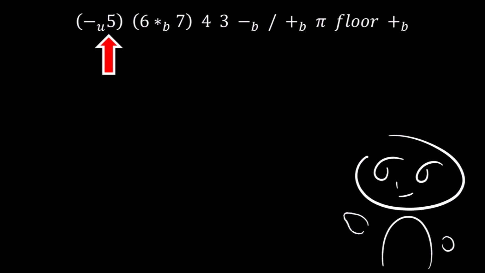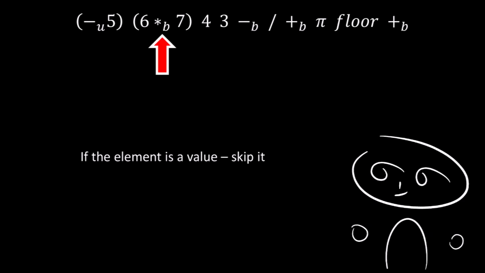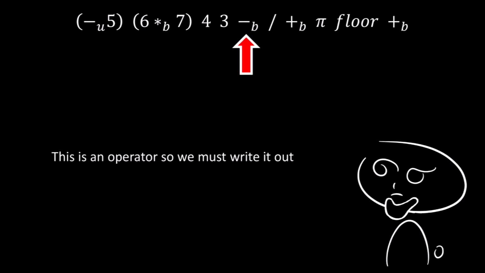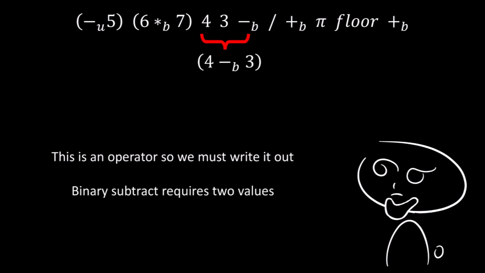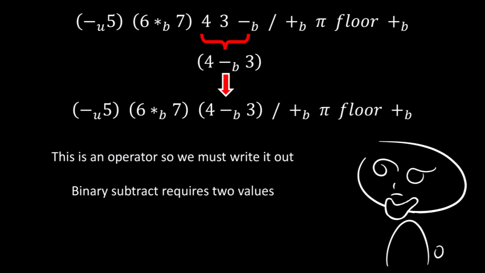Starting the process again from the left, we read along until we reach the binary subtract, which requires 2 of the previous values, in this case the 4 and the 3. So then we write that out as 4 minus 3. Note that it is important to put the 4 first and the 3 second. So the first value comes first and the second value comes second. Otherwise, you would get 3 minus 4, which would be wrong. We then insert this back into the original reverse Polish.